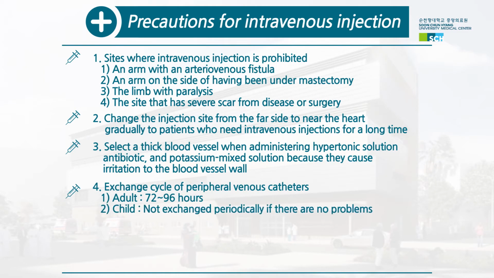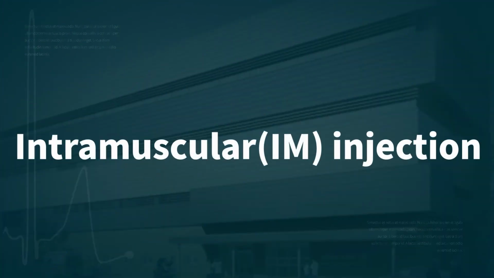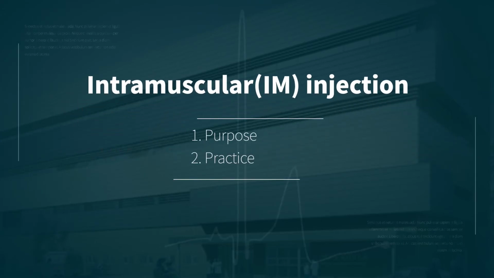In addition, be well acquainted with the exchange cycle of peripheral venous catheters and fluid sets. Peripheral venous catheters are exchanged within 72 to 96 hours for adults, but for children, they are not exchanged periodically if there are no problems. In the case of infusion sets, general fluids should be exchanged within 72 to 96 hours, blood units and TPN within 24 hours. Next, we will look at intramuscular injection.